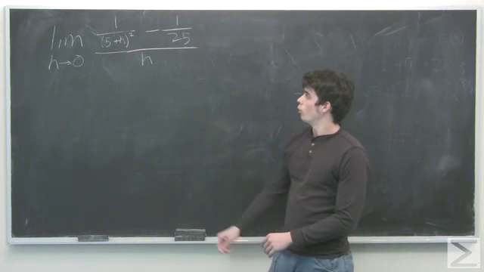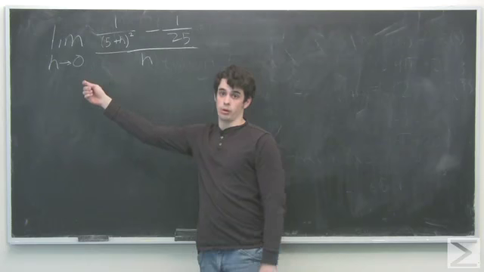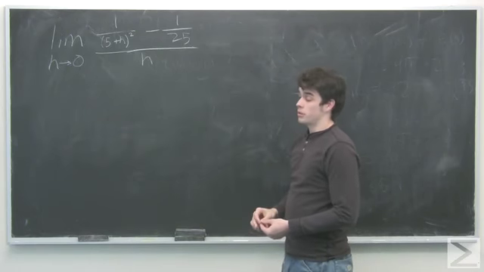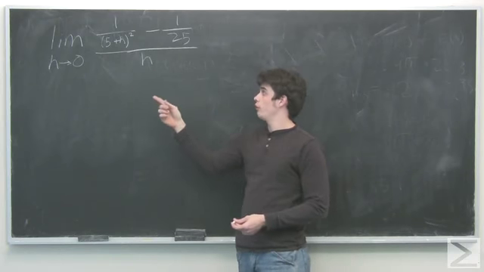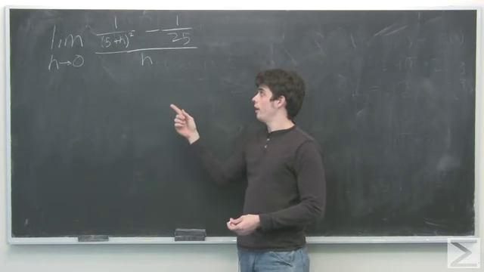In this problem, we're asked to compute this limit here as h approaches 0. And immediately we see a problem in that there's an h in the denominator. So if we just try to plug in 0 for h right away, we'll be dividing by 0, and that's undefined. So we're going to have to do a little bit of algebra in order to get to a point where we can plug in 0 safely.